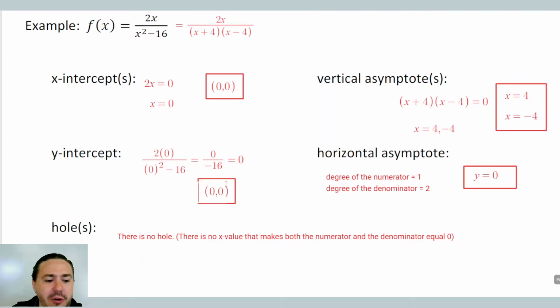Okay, so all we're going to do with all of these is the same sort of process. We're just going to find our intercepts, we're going to find our asymptotes, holes if there are any, and that's it. We're not going to actually graph this until next time. So let's take a look at a few more examples here.